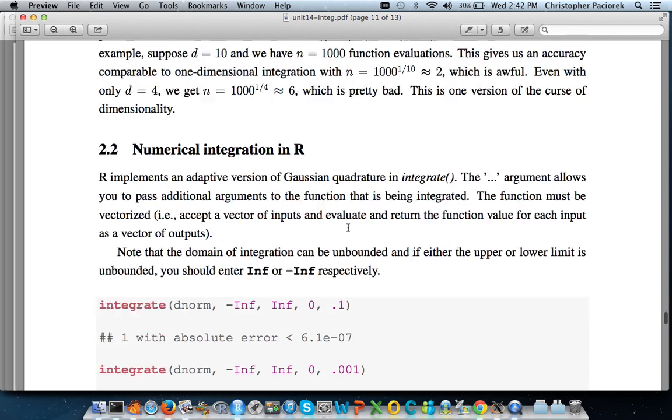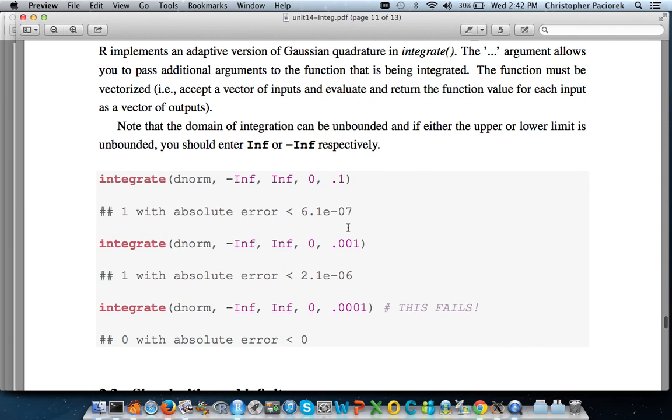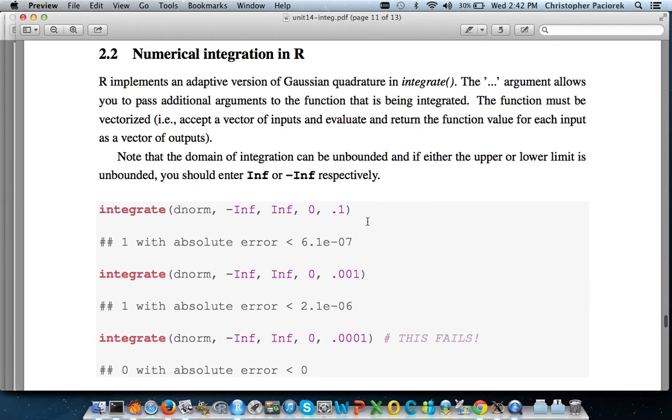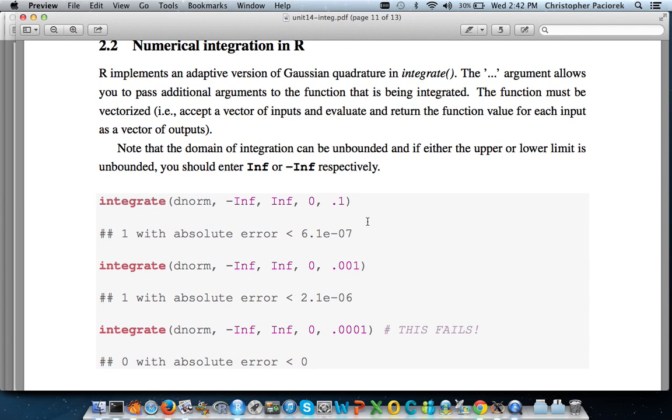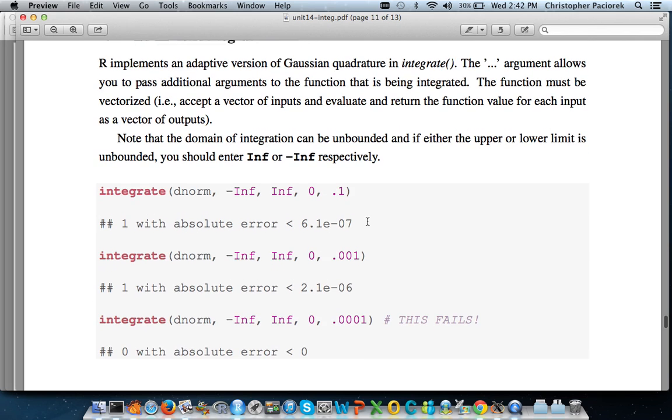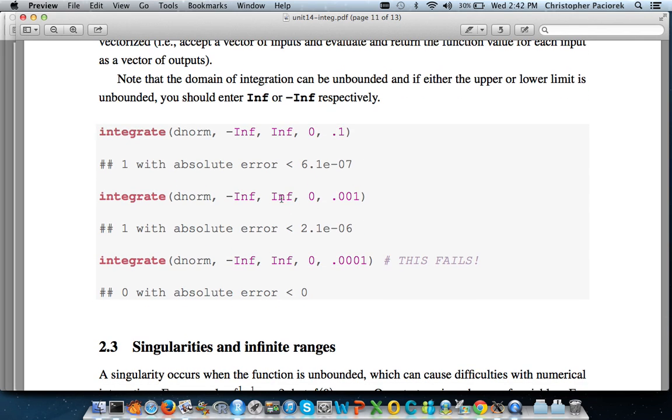All right, so R provides this integrate function, which actually uses an adaptive version of Gaussian quadrature, so it does this adaptation here, as well as that whole business with orthogonal polynomials that I mentioned. I don't want to go into this in too much detail, but here's an example. You give it the function. We know the integral of a normal density is 1, so I just used that as an example. We could say integrate the normal density from -infinity to infinity.